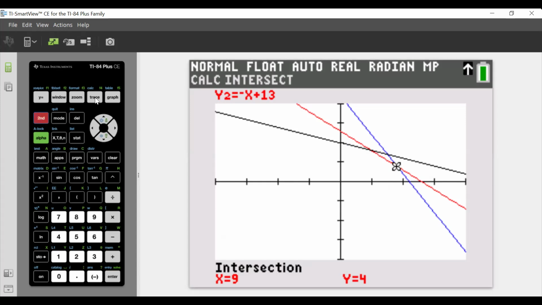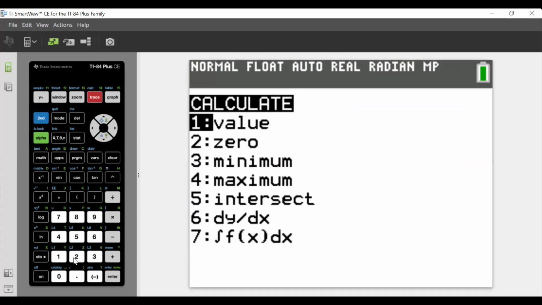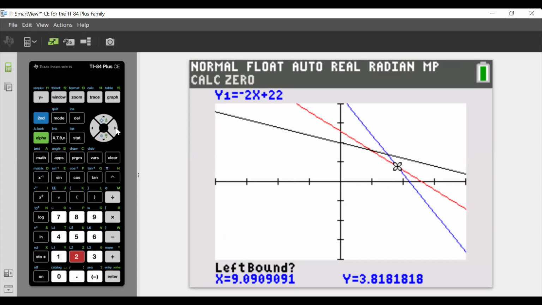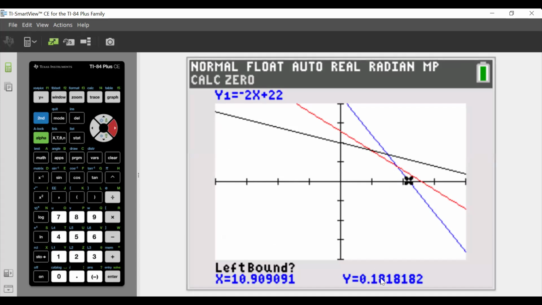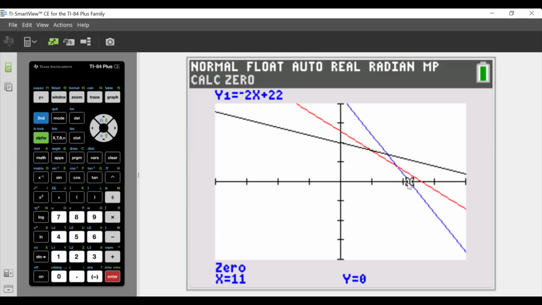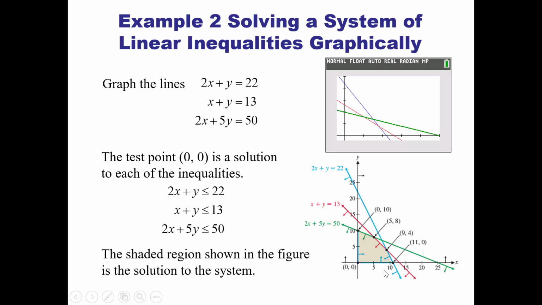So now we do second trace, and we want the 0. Which line do we want? Well, we want it on the blue line, so that's good. And so for our left bound, we get that kind of close to 0 for y, and that's pretty close to 0. We want above for positive on the left side, and on our right side, we want to be on the other side, the negative. That's pretty good, so we hit enter. And that means at 11, 0 is where it crosses. So now if we go back over here, we see that we get 11, 0, the 9, 4, the 5, 8, the 0, 10, and of course our 0, 0, and that gives us all our points.